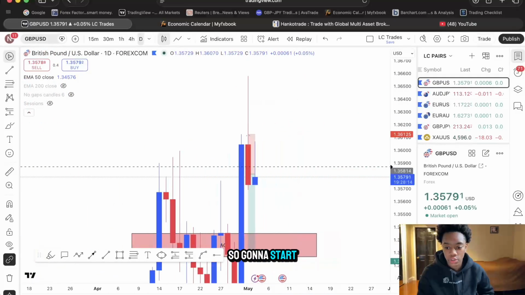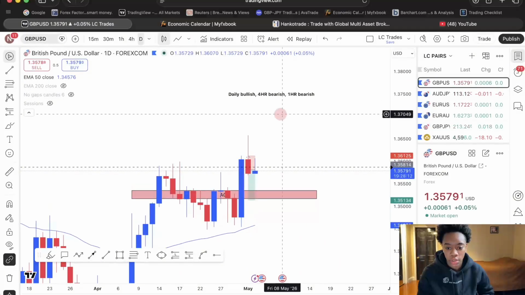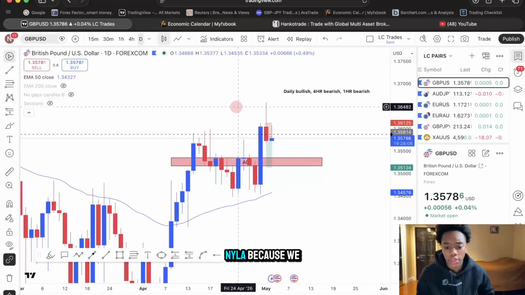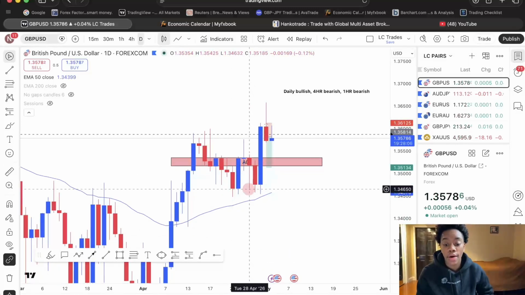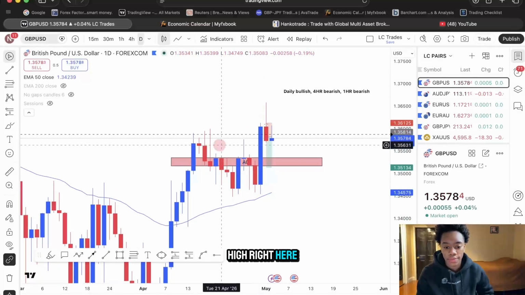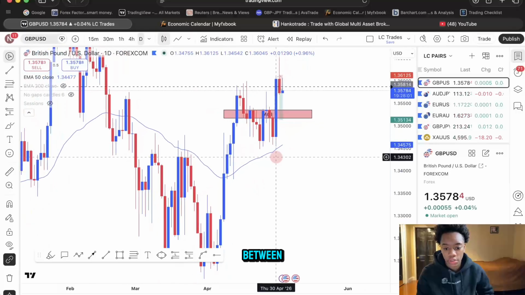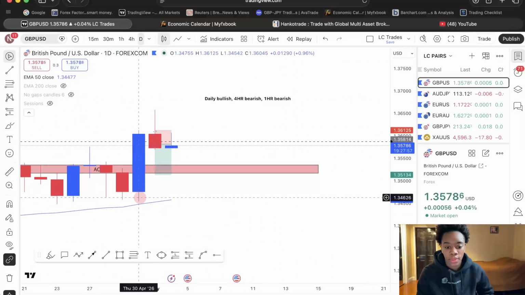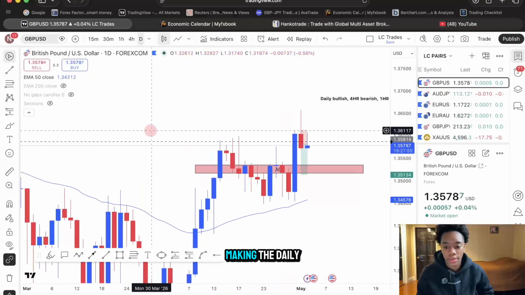So I'm gonna start with the daily, of course. The daily is bullish. Why is the daily bullish? Because we have a higher high, a higher low, and a higher high right here. Everything else in between, just forget all of that happened back there. There's a higher low and a higher high, making the daily bullish.